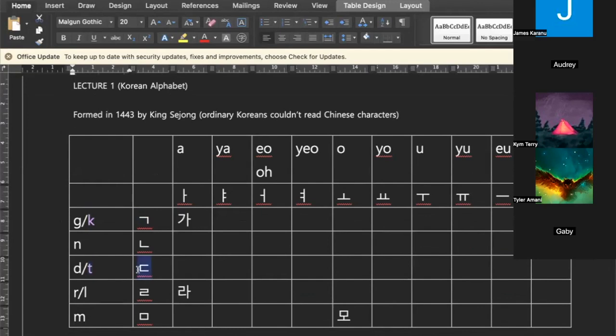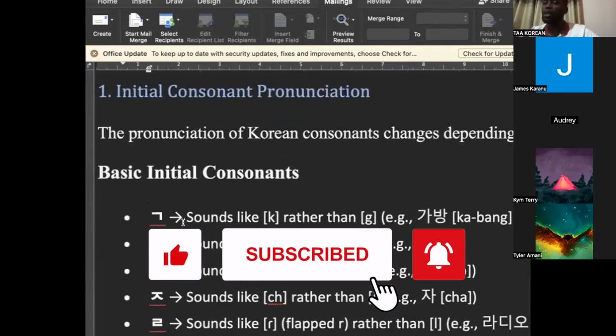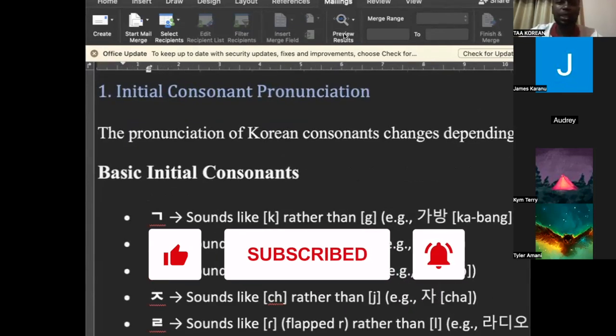And this is a D, but sometimes it can appear as a T. This is an R slash L. When is it an R? When is it an L? That's what we're going to learn today. Korean has these pronunciation rules which say when you read it here, it's a G. When you read it here, it's a K.